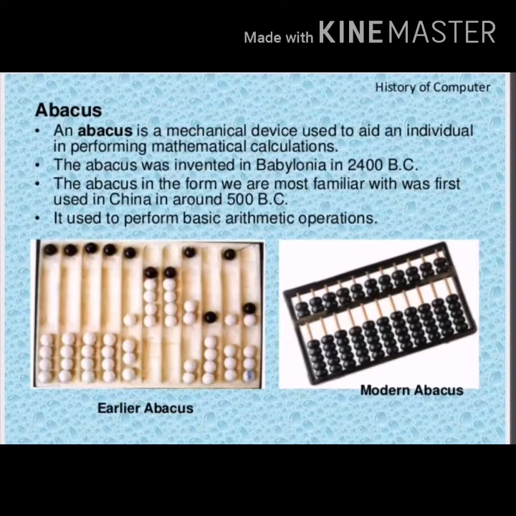The first calculating device, known as abacus, was invented in China. An abacus consists of a row of wires fixed on a wooden frame. Simple calculations were done very quickly by sliding the beads up and down on the wires. Soon the abacus began to be used in many countries all over the world.